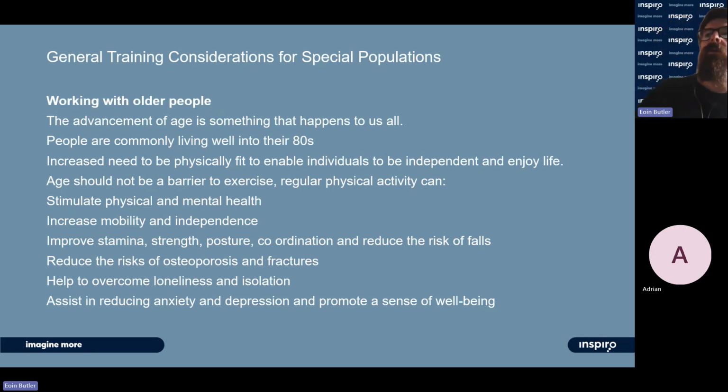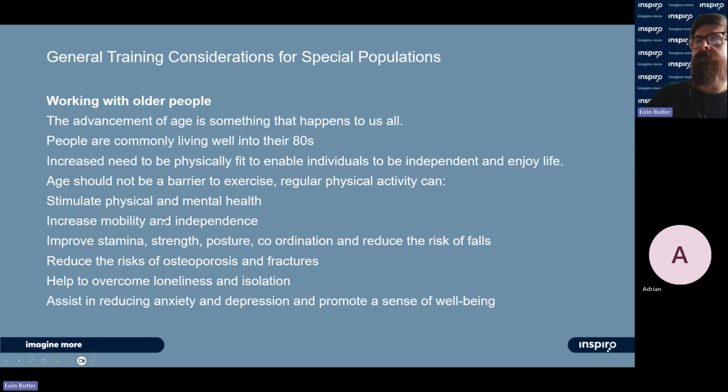So this is really important for people who maybe have that barrier of, oh, I'm too old to do physical activity, I'm too old to do exercise. We need to make sure that they're aware of the benefits and what it's going to do for them if they do start to participate in exercise and physical activity again.